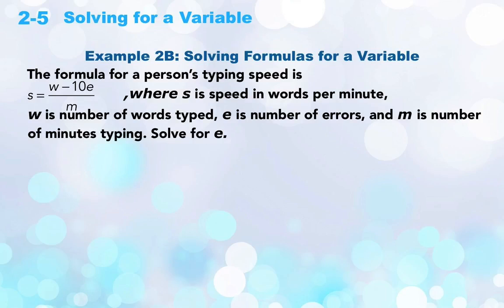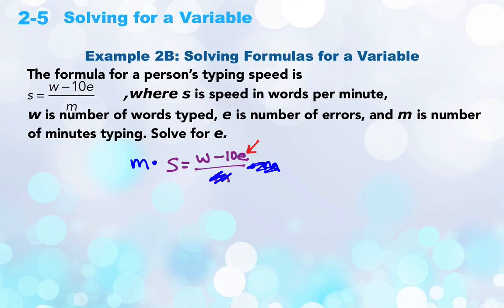So I'm going to write this one a little smaller here. S equals W minus 10E, all divided by M. And we're trying to find E. Okay, so what we've got to do is get rid of the fraction. Number one, always get rid of the fraction. So since we're dividing by M, let's multiply both sides by M. And that takes care of this division.